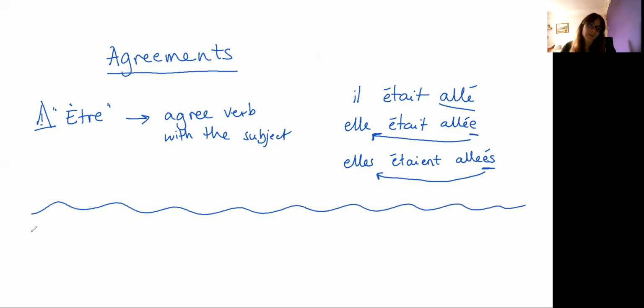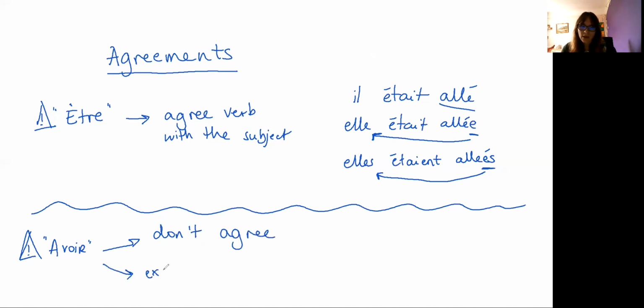If it's with être, you agree the verb with the subject. If with avoir, you don't agree anything, except if there's a direct object pronoun in front of the verb.